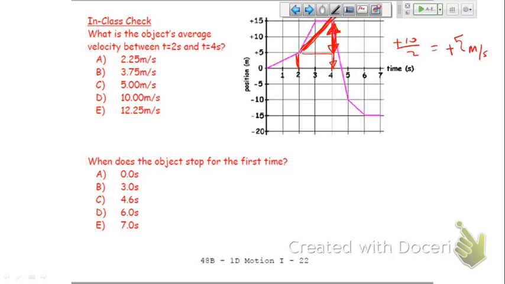Okay. And then when does the object stop for the first time? Well, when does it stop for the first time? 3 seconds. Position versus time, yes. Stops for the first time at 3 seconds. Yeah. Cool. Oh, I could have asked you to use your clickers. That's it. Okay, let's stop there.